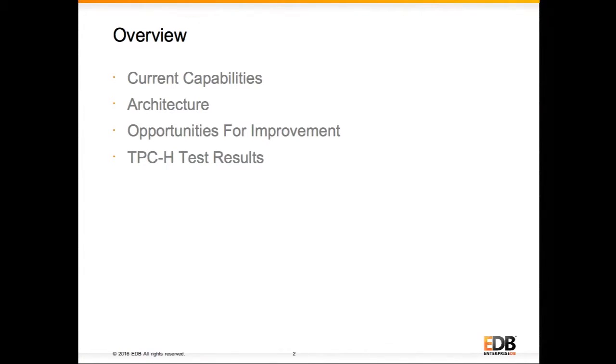And in this talk, I'm going to give a brief overview of the current capabilities that we have in 9.6. I'm going to spend a fair amount of time talking about the architecture of Parallel Query. In other words, what are the building blocks, the pieces of code that go into making Parallel Query what it is. I added that section to this talk because I know that there are probably quite a few people in the room who write code, and you could help write some code. That would be great.